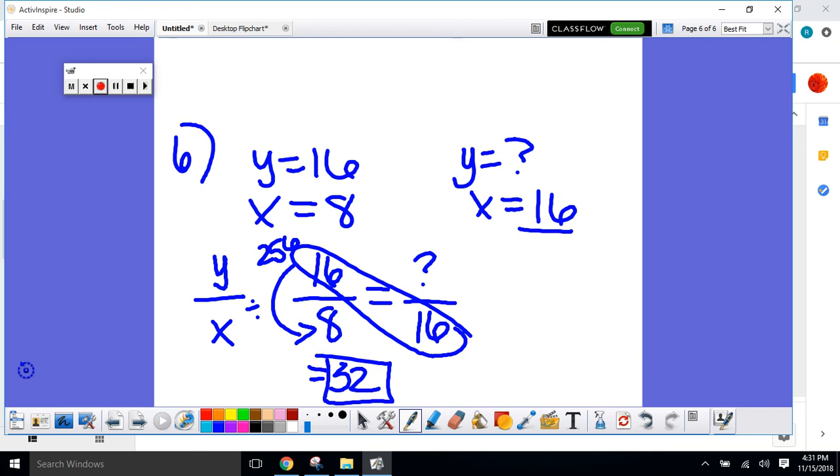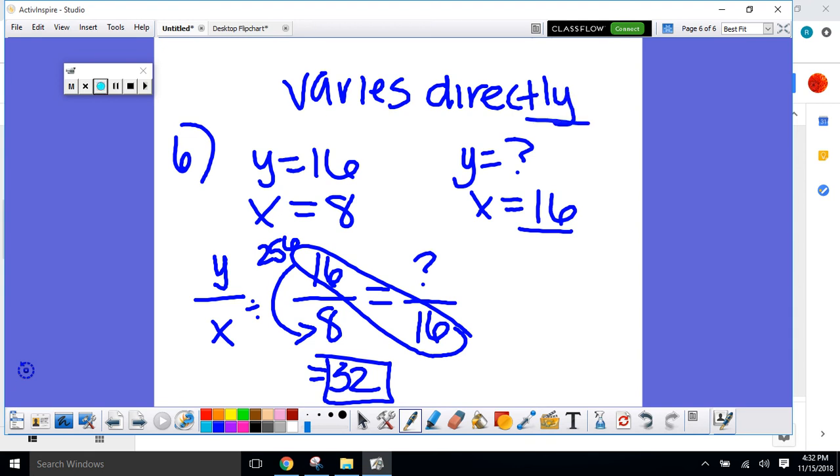It doesn't really matter as long as it says varies directly. As long as it says varies directly, then you can do it either as a proportion or as y equals kx.